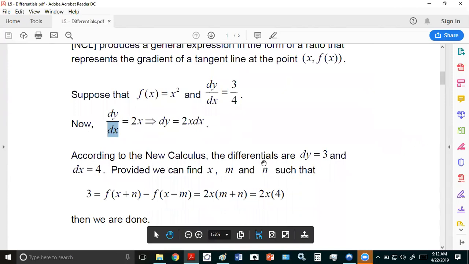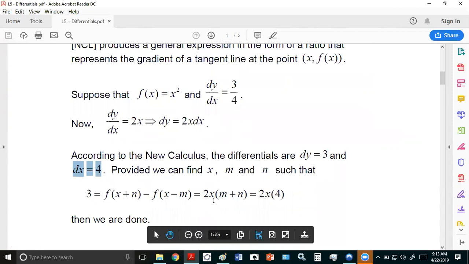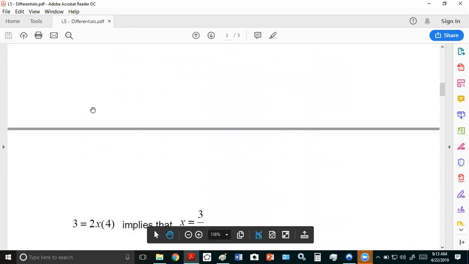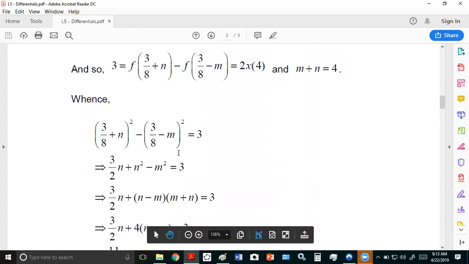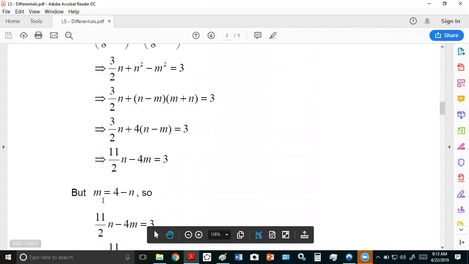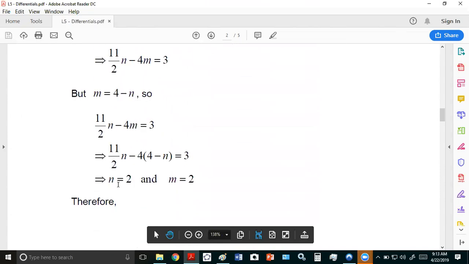And then according to the new calculus, in which the definition is well formed, the differentials dy is equal to 3 and dx is equal to 4. And by the way, those are not the only ones, as I showed you. There are many. We can, provided we can find x, m, and n such that 3 is equal to this, and 2x times m plus n is equal to 2x times 4, then we are done. And in lesson 5, I'll show you how to do this, okay? So you can go through this entire process here and then equate m in terms of n so that you can find both an n and an m.